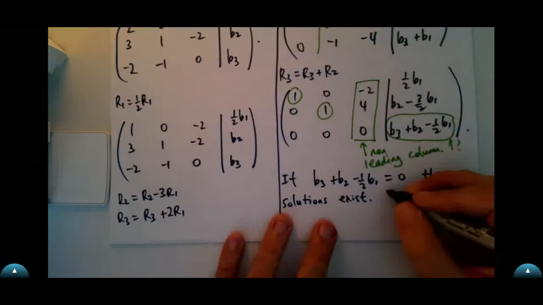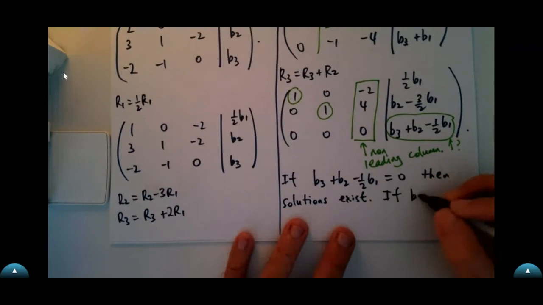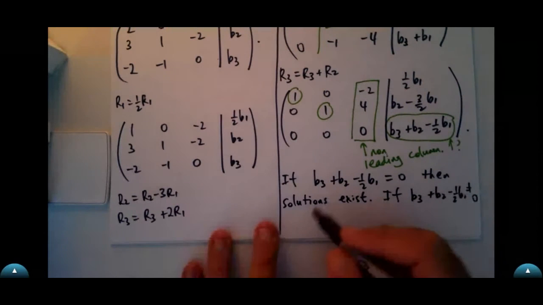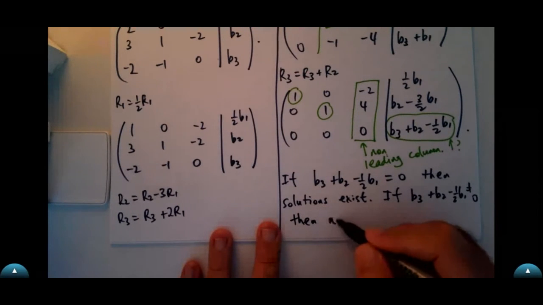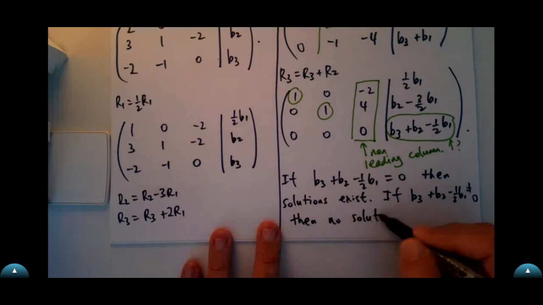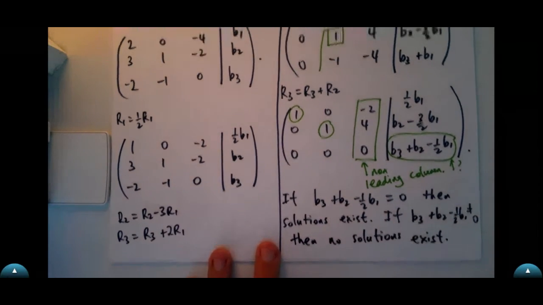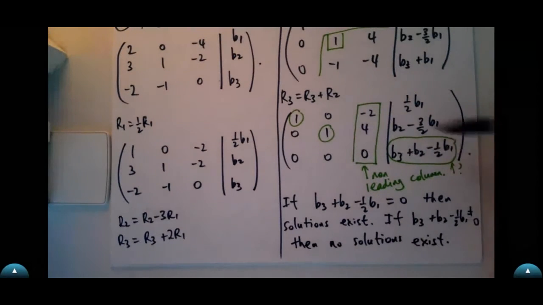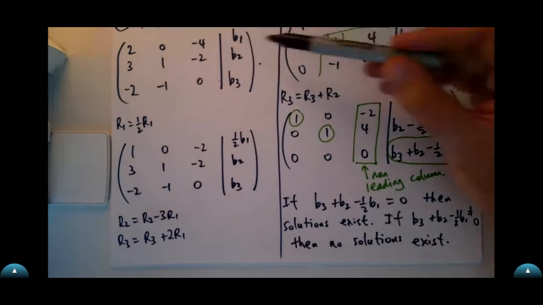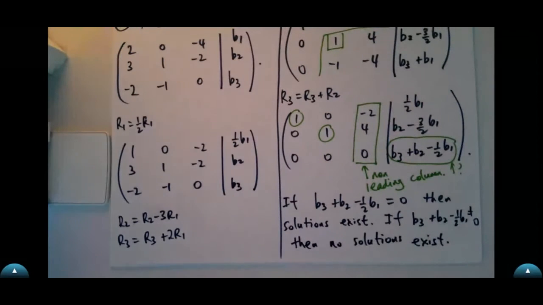Okay? And if this is non-zero, then no solutions exist. So this kind of shows you how the right-hand side of your linear system influences the problem in a huge way. Okay? In a huge way.